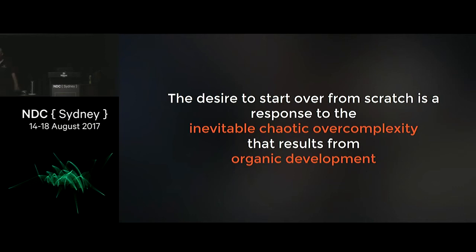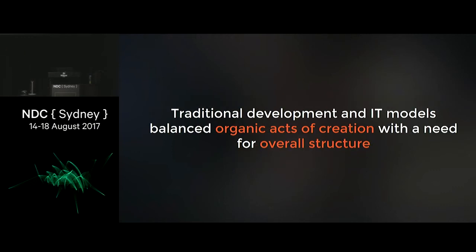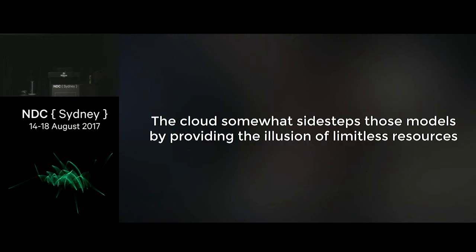The desire to start over from scratch is a response to the inevitable chaotic over-complexity of organic development. Traditional developer and IT models balanced that organic act of creation with a need for overall structure. And one of the claims, again, which I haven't researched enough to prove, is that this born in the cloud set of methodologies pushes things towards organic development. It pushes things towards rapid iteration. And rapid iteration is certainly great at a certain phase of the development process. But in terms of getting the right structure of whatever you're building in the beginning, how well that works depends on how organised your organisation is. And the cloud somewhat sidesteps these models by giving you the illusion that you have a limitless number of resources.